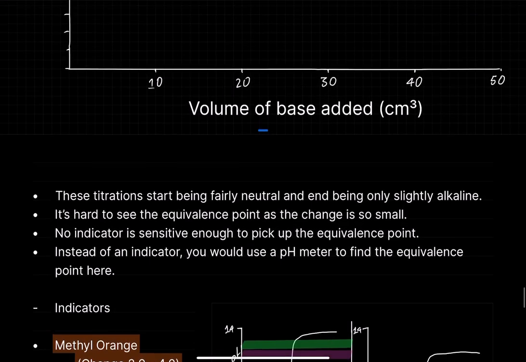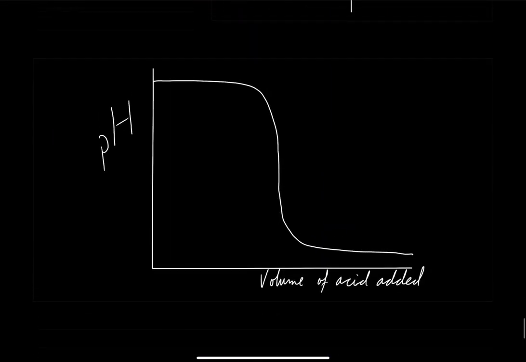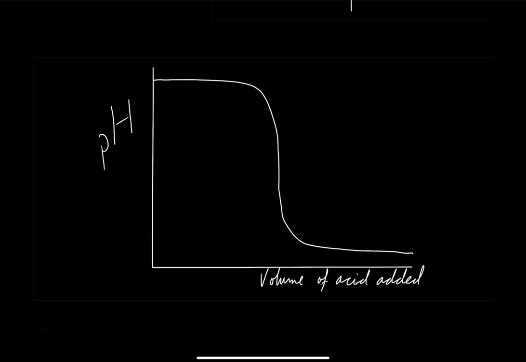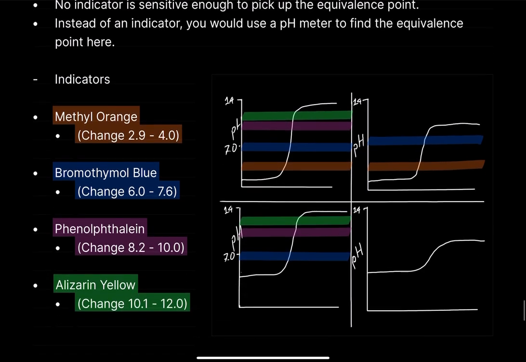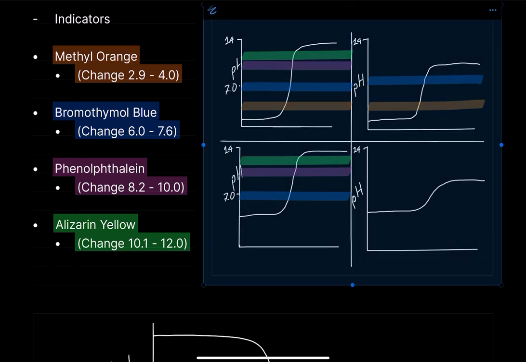I wanted to pick up on this here. There are different types of indicators. The main indicators I usually suggest mentioning in your exam are methyl orange and phenolphthalein. They're the only two that you really need to know off by heart for your exam. Methyl orange is roughly between 2.9 and 4, and phenolphthalein is between 8.2 and 10. But obviously there are many indicators.